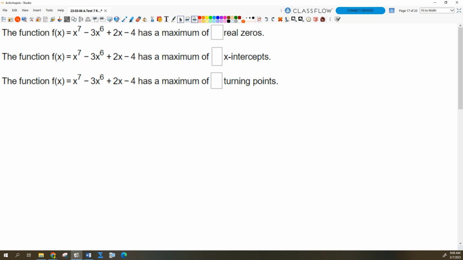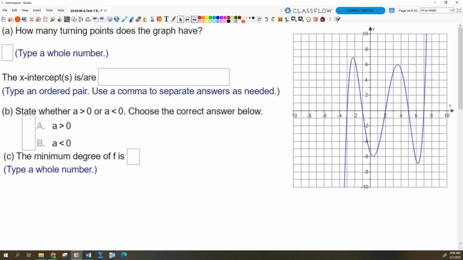Okay, how about this function? What's the degree? 7. So what's the maximum number of real zeros? 7. There you go. Which means that the maximum number of x-intercepts is 7. Okay. Maximum number of turning points? 6. Man, you guys have got this stuff. This is easy, huh? So now I gave you a graph. Show me with your fingers here. How many turning points does the graph have? Yeah, 4. Good. It's got 4 turning points.